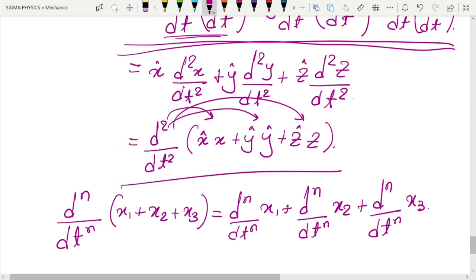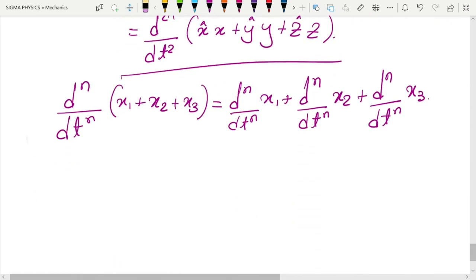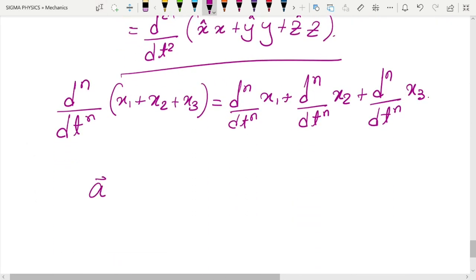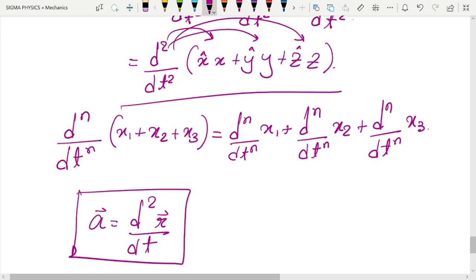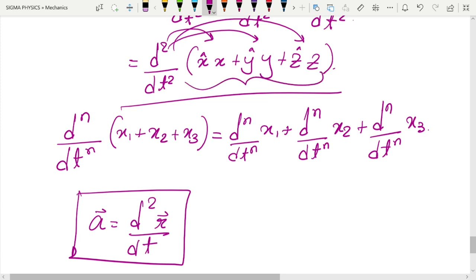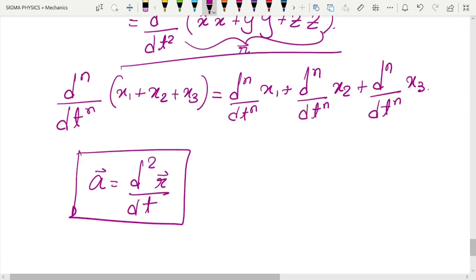And then here, what is this x cap x plus y cap y plus z cap z? It is just our position vector, and hence we get our old definition of acceleration again. So this is kind of a proof or a derivation that d square r upon dt square is equal to the acceleration, right? This quantity over here was just equal to the position vector r. So we just get acceleration is equal to d square r upon dt square.